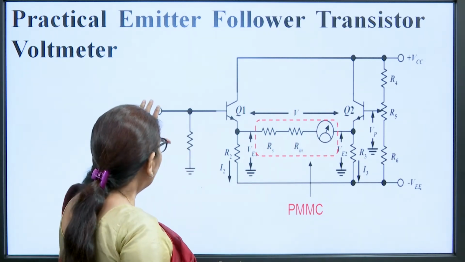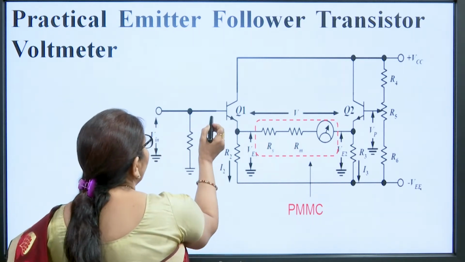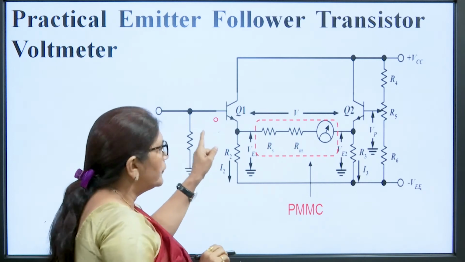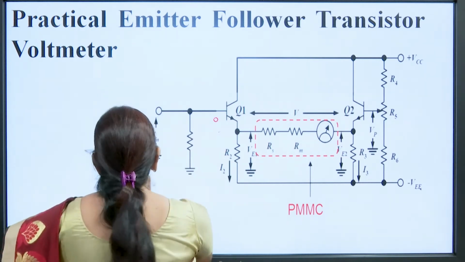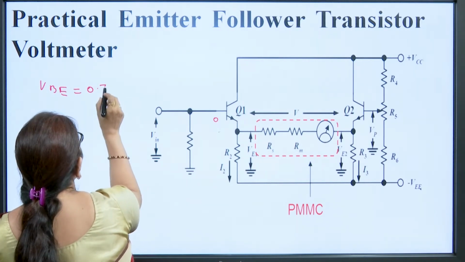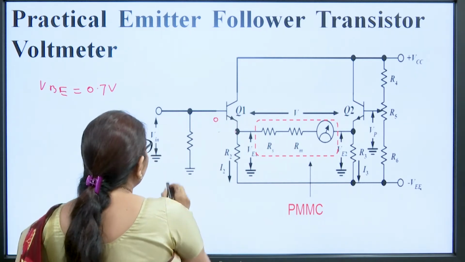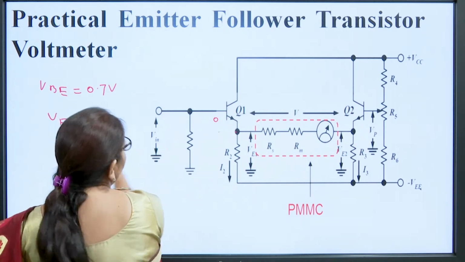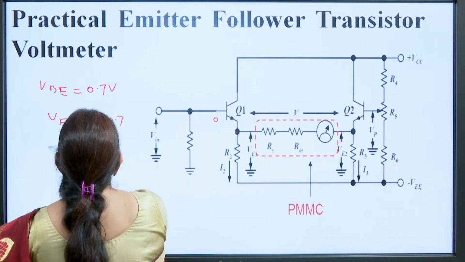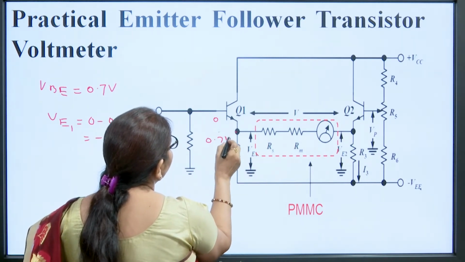So, what we will do: without applying any input, since this terminal is grounded, the voltage at this point is 0 volt. So, the base of this Q1 transistor is at 0 volt. We know that VBE, the base to emitter voltage of a transistor, if it is a silicon transistor, is 0.7 volt. So, base is at 0 volt, and the emitter voltage VE1 is equal to 0 minus 0.7, that is minus 0.7 volt. So, here the VBE1 is 0.7 volt.